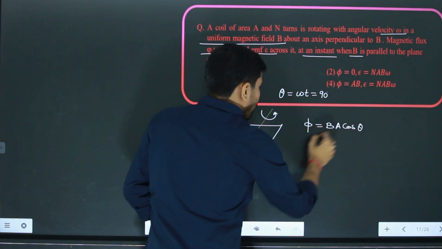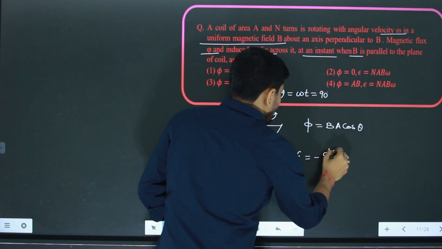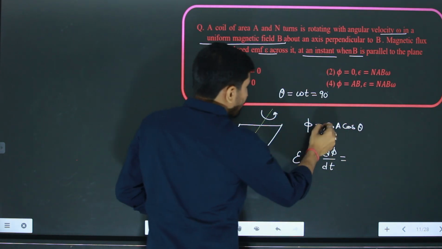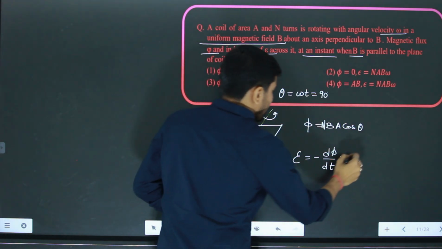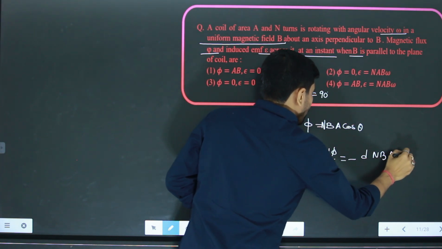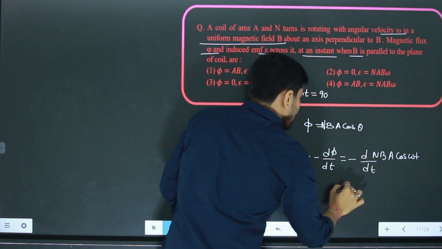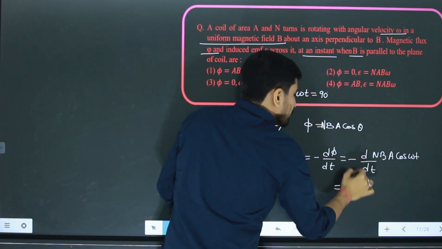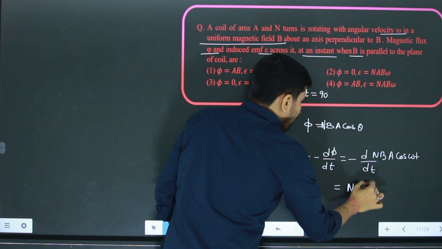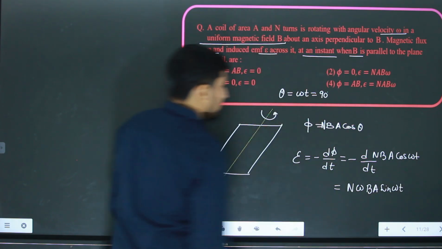So this is the formula for the flux, and what is EMF? EMF is equal to minus d phi by dt. By the way, it has n number of turns, so we have to write n here. So minus d of NBA cos omega t by dt. Differentiation of cos will be minus of sine, the minus will be cancelled, so it is equal to NBA omega sine of omega t, right.